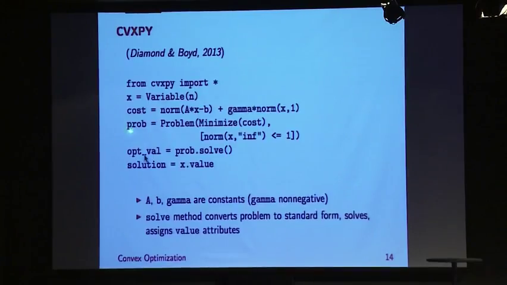And then you form a problem, which consists of, that's the constructor for a problem, and it takes an objective, and it takes a list of constraints. In this case, there's only one element in the list, which is a constraint. Here, this less than or equal to, the relop is overloaded to take an expression, relop, expression, and it returns a constraint object, right? So it's all pretty clear.